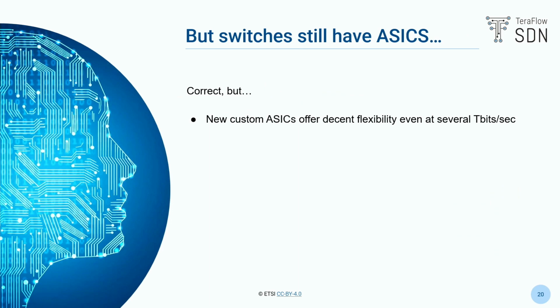Now, what is the difference in P4? Even in the days of OpenFlow, we still had ASICs. We also have ASICs today. What's the real difference here? Well, the reality is that the new custom ASICs that we have in recent days offer very decent flexibility in hardware at very high speeds. So we have silicon chips which can do a lot more than we were capable of doing, let's say, 10 or 15 years ago. And we have managed to increase also the throughput of those devices.